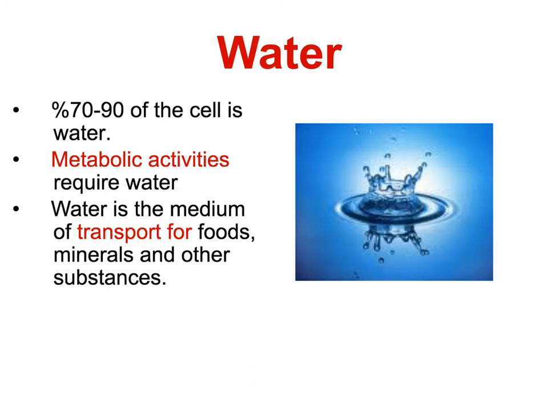Water, it depends on the function of the cell, but water makes up 70 to 90% of the cell, mostly in the cytoplasm. Therefore, we said that the human body is composed of 70% water, because water is the main compound in cells. All metabolic activities require water. Water is the medium of transport of foods, minerals, and other substances. We say that metabolic activities require water because there is a specific molecule called enzyme.